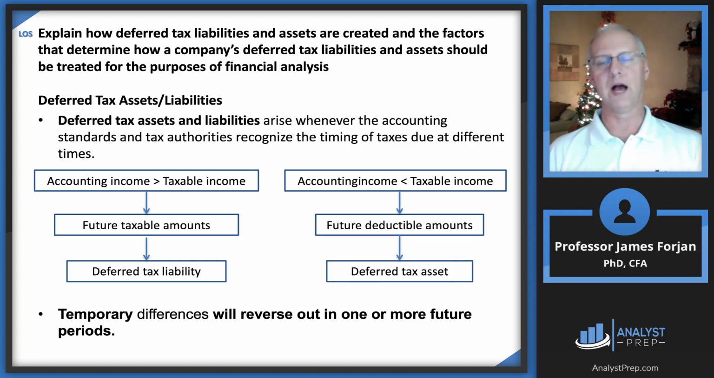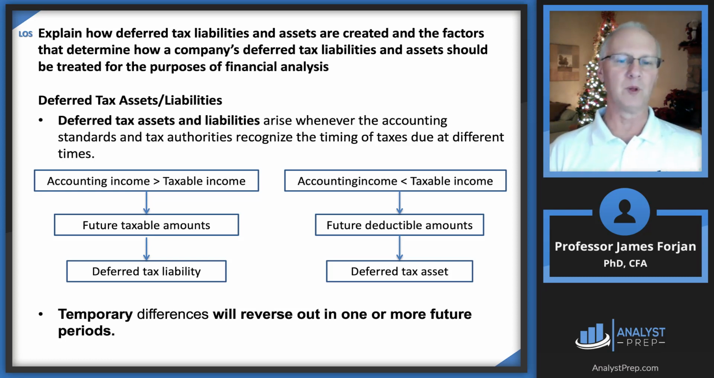And then, of course, just the opposite occurs if the accounting income is less than the taxable income. These are future amounts that are going to lower that tax liability. So we call that a deferred tax asset. So just think of these deferred items as something that we're either going to own or that we're going to owe in the future. Now, of course, some of those are temporary and they will be reversed. Some of those become permanent.